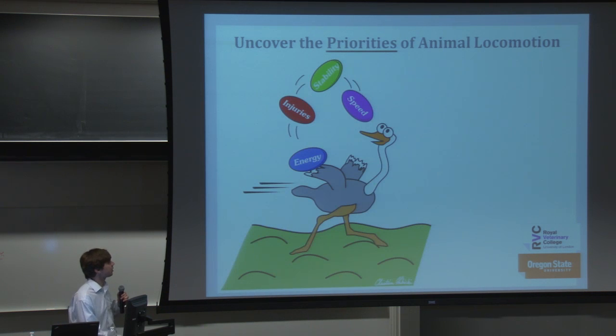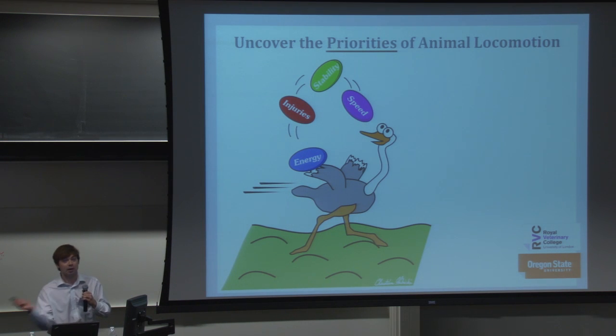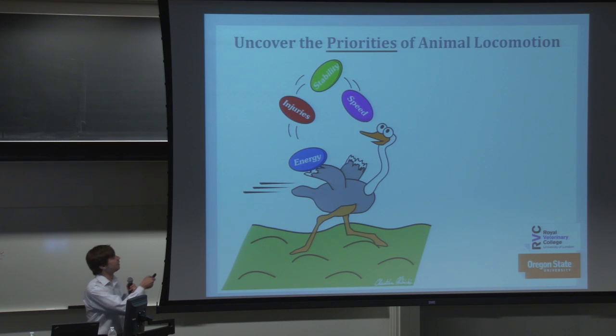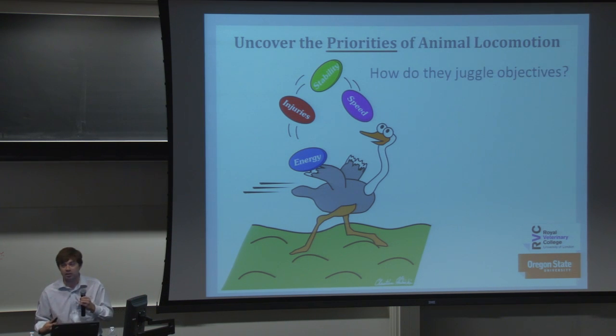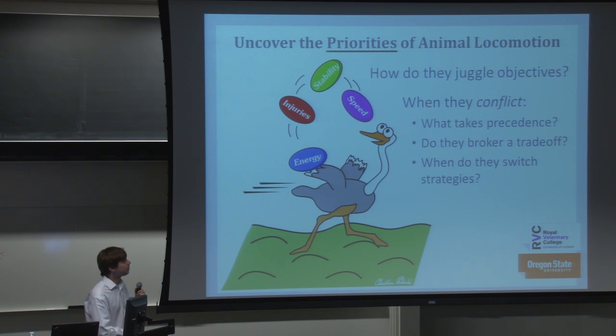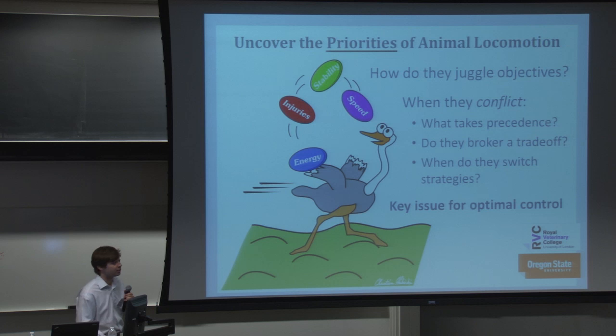animals. So for instance, let's say you got this cartoon ostrich. He's got to run over rough terrain, meanwhile having to balance things like energy cost and speed and injuries all at the same time. So the question is, how does he juggle all these objectives, especially when they conflict with each other, which is bound to happen in rough terrain. So what takes precedence? Is there some kind of trade-off? Do they switch strategy? That's what we want to find out, because more important than just for birds, we think it's also important for robots too, because that's critical for optimal control to know what you have to optimize.